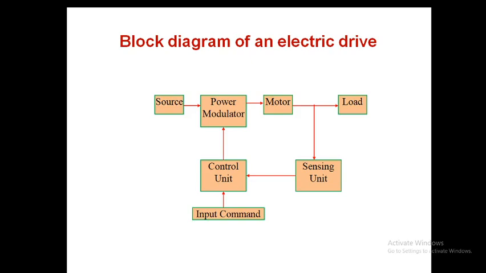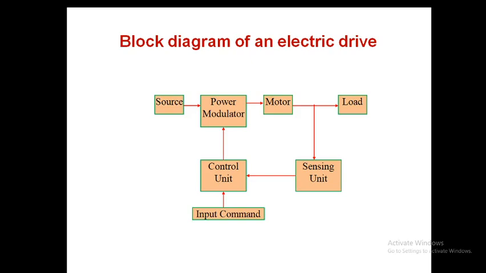By providing that input command to the control unit, it will compare the input command with the actual speed which we are getting from the sensing unit, and that error is processed through the controller, which generates the required firing pulses to the modulator, which will change the output voltage of the power modulator. That output voltage will be applied again to the motor, and the motor will try to run close to the input command speed.